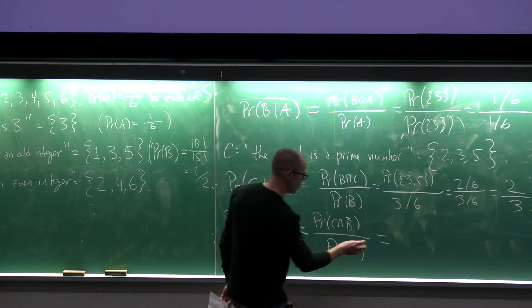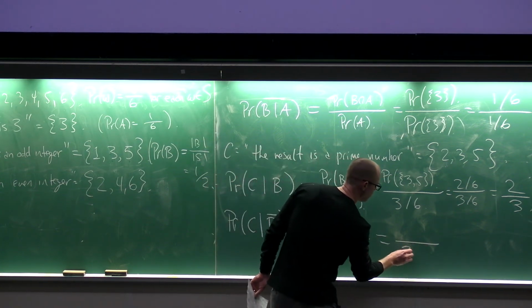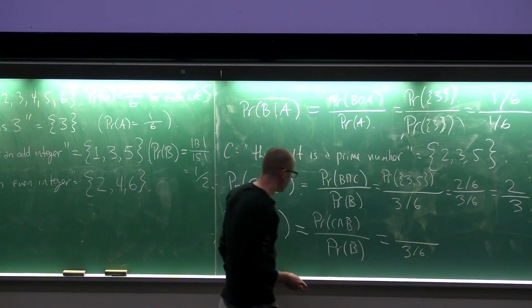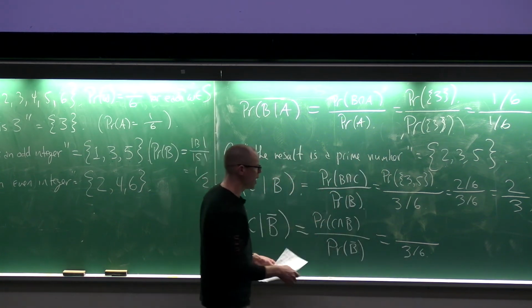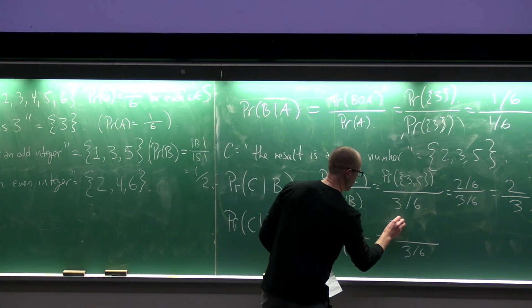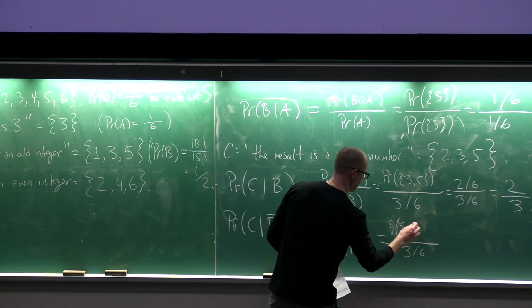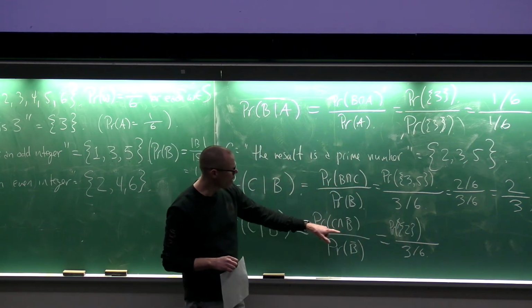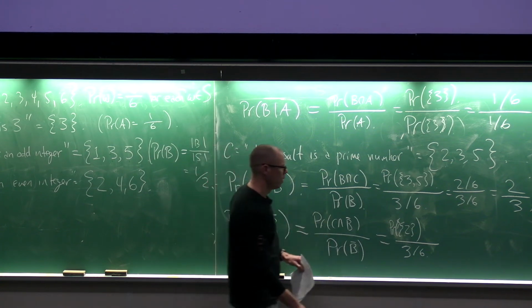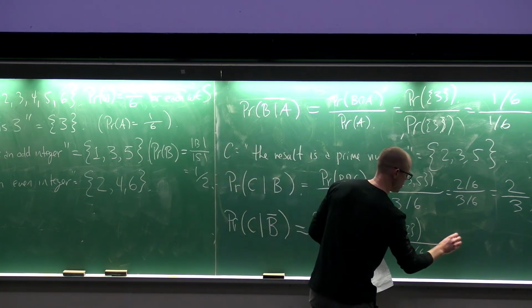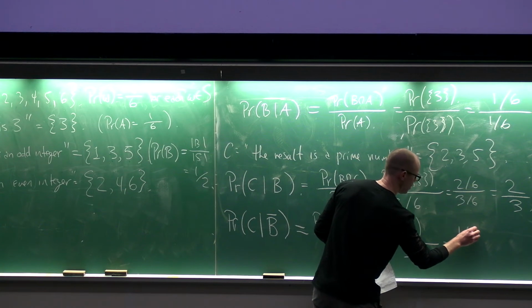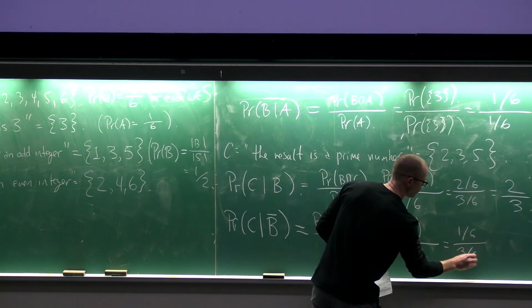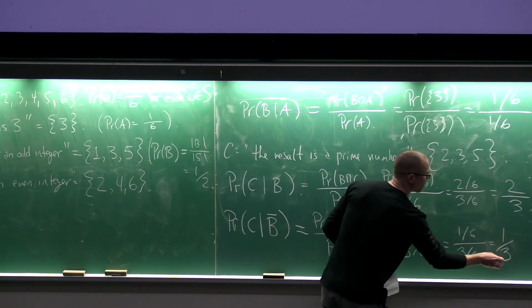And if we do it carefully, on the bottom, not B is 3 out of 6. On the top, C intersect not B is 2, right? There's only one even prime number, and it's 2. And so that is 1 out of 6 divided by 3 out of 6 is 1/3. That checks out.